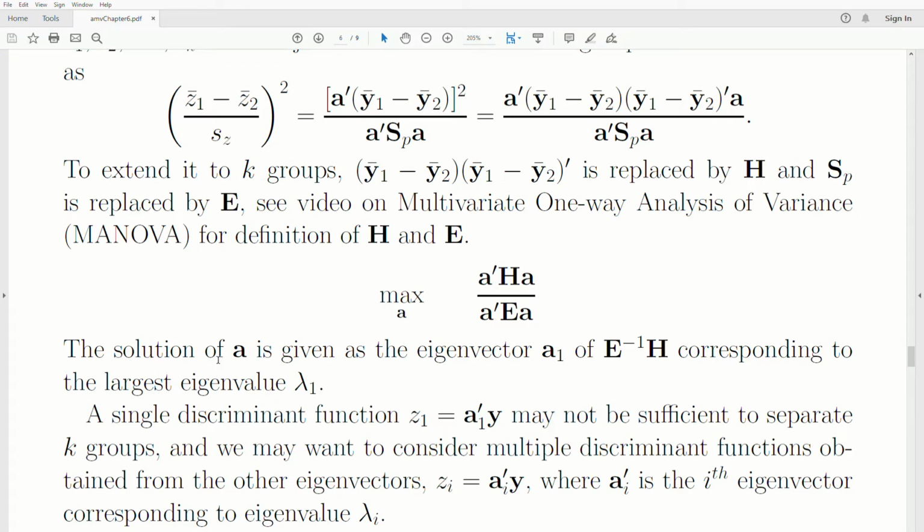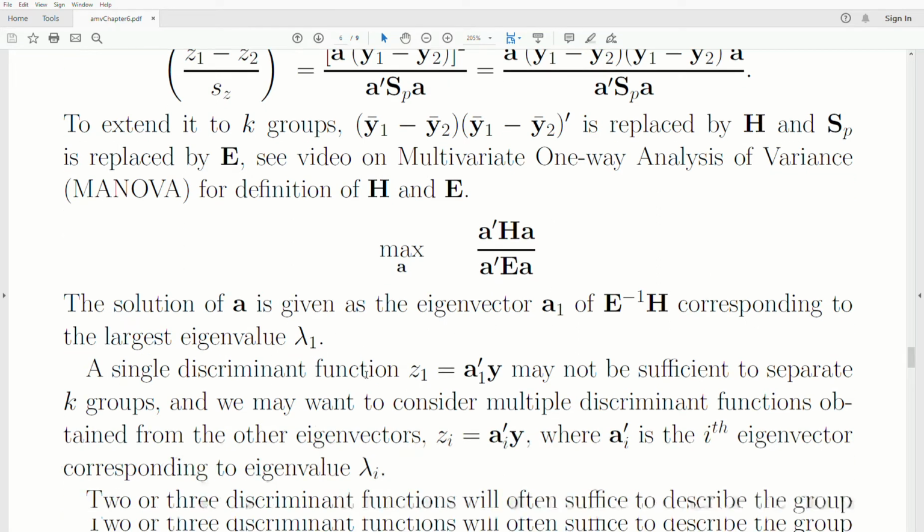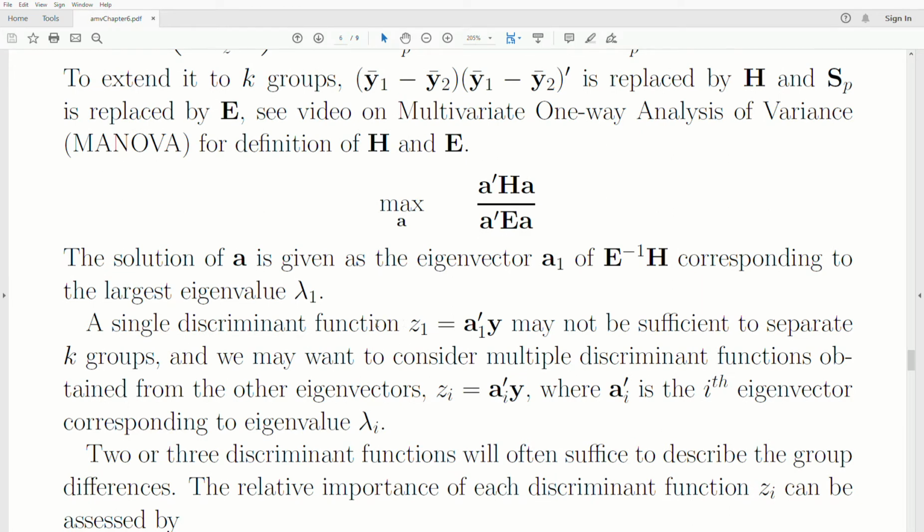Well, it turns out the solution for a is the eigenvector of this matrix product, the inverse of E times H, and this eigenvector corresponds to the largest eigenvalue, lambda 1. And that's it. So our discriminant function is z1 equals a1 transpose times y. We transform all our data with this transformation, and it creates maximal separation between the group means, or at least the transformed group means. But ultimately, just one transformation may not be able to separate the groups.